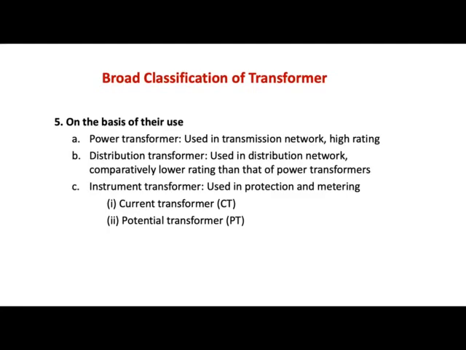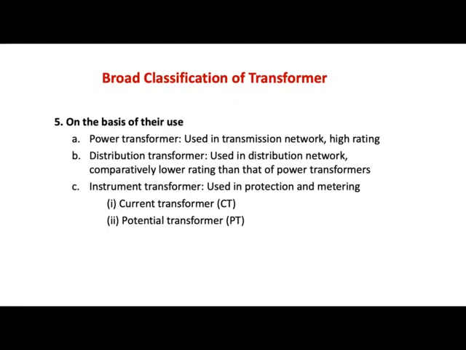Distribution transformers are a bit smaller rating than the power transformers. It's only used in the distribution network. Maybe you can find one somewhere near your locality from where you get the supply. That will be a distribution transformer. Normally the distribution transformer size is in few kVAs, while the power transformers may be in few MVAs.